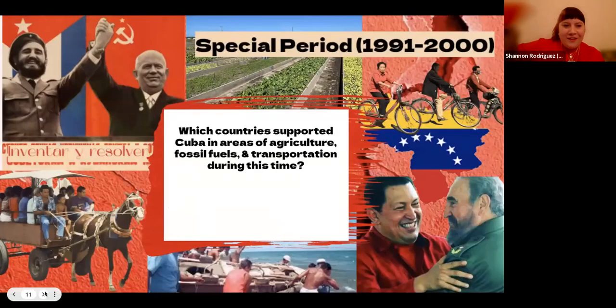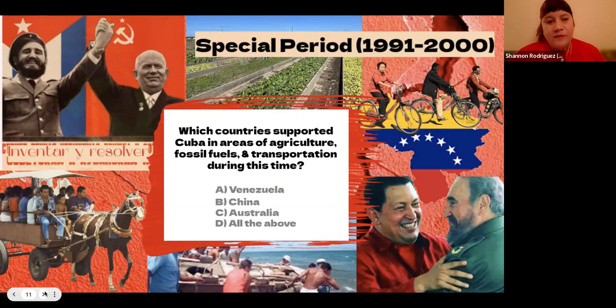Okay, one more flag wave. Now we're on to the Special Period, 1991 to about 2000. Which countries supported Cuba in areas of agriculture, fossil fuels, and transportation during this time? What do y'all think? I know this is a tough one.